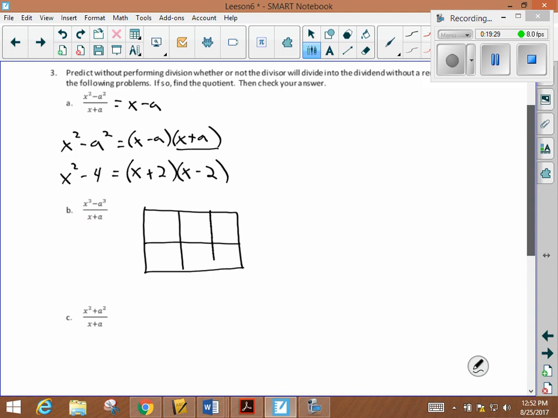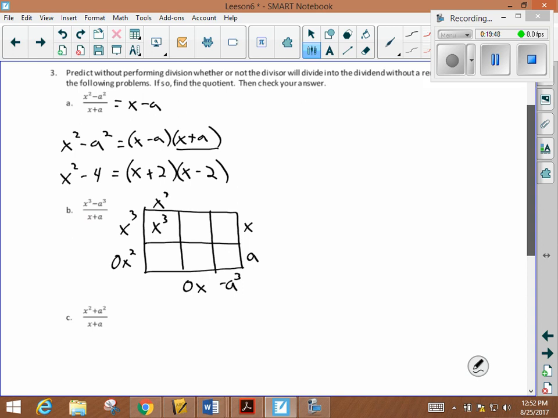There it is. And over here I'm going to have x cubed. I'm going to have the 0x squared and a 0x and a negative a cubed. And then over here we'll have our x and then our positive a. And let's go through this process.